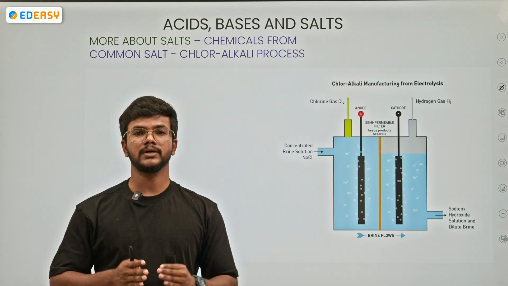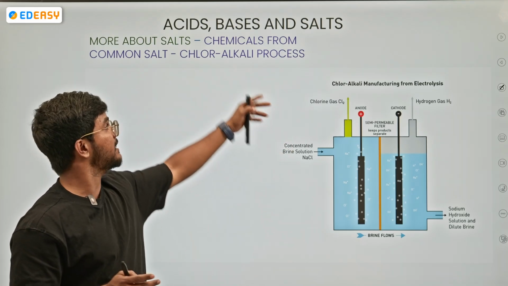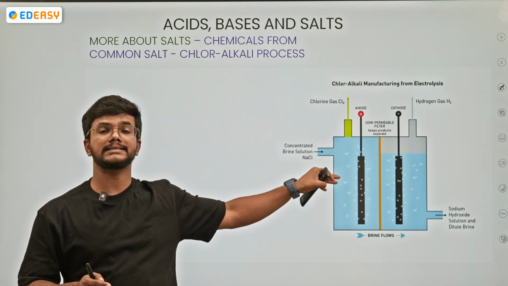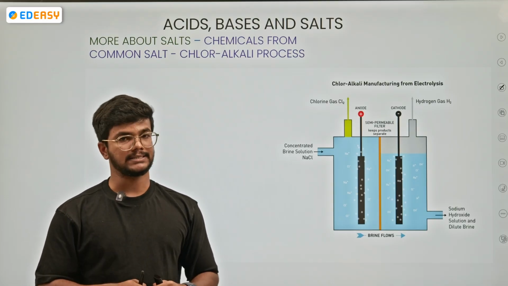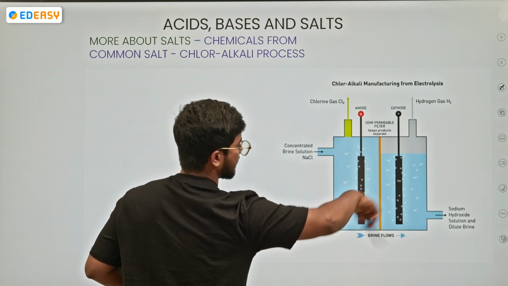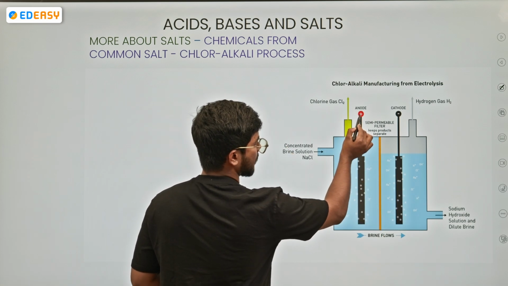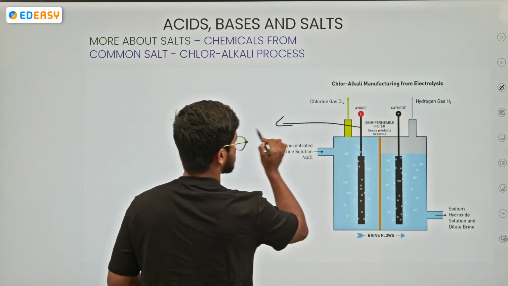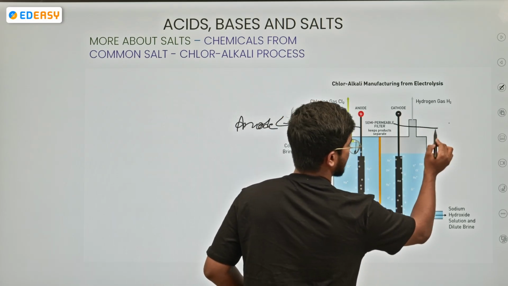In your NCERT textbook, under More About Salts, there is an activity which is the chloralkali method. In this we will understand what products can be produced from NaCl. See here, this is the setup for the electrolysis. This is the positive anode, and this is the negative cathode, already represented in the image.